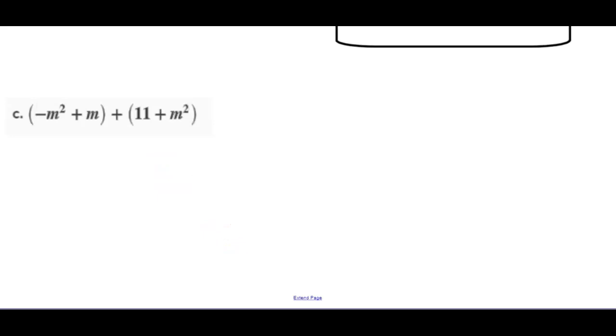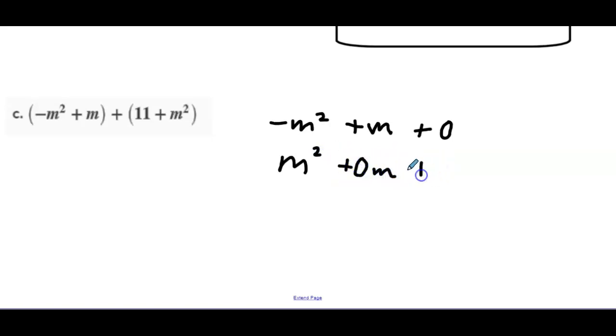Then moving on down to this next one, just setting it up, we have negative m squared plus m. But here the first term we don't have a constant, so I'm going to put plus 0. And then the second term there's no m, so I'm going to say this is m squared, and then I'm going to put a plus 0m plus 11. So just keep putting those zeros in, it kind of helps us stay organized so we know what we're doing.